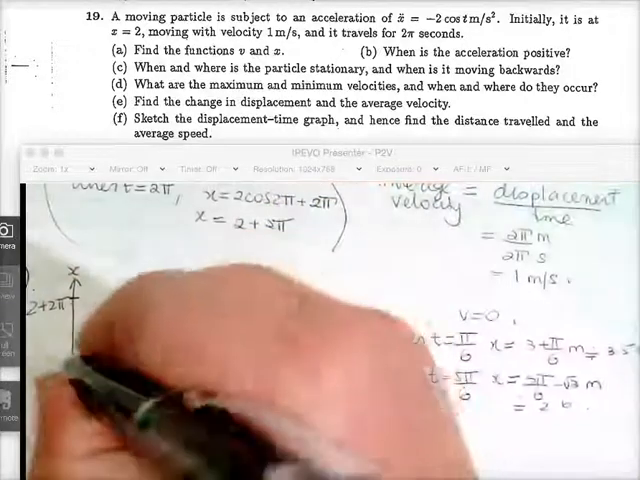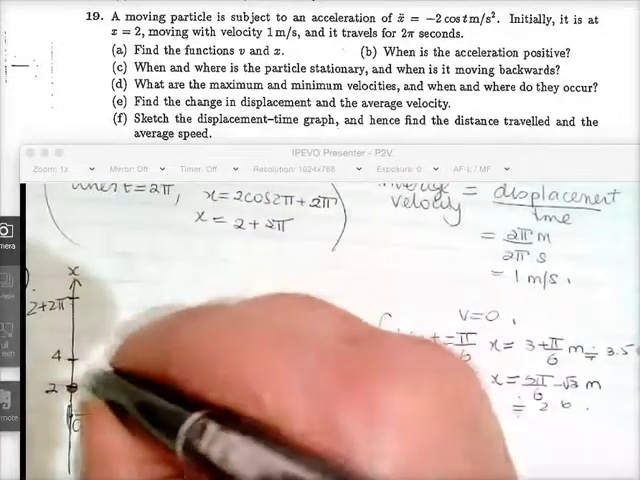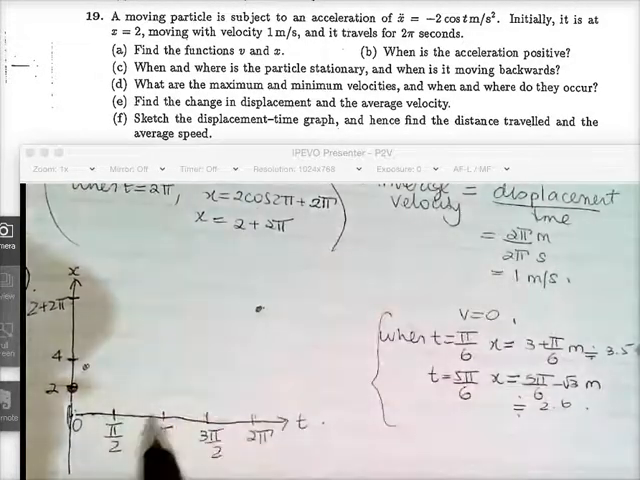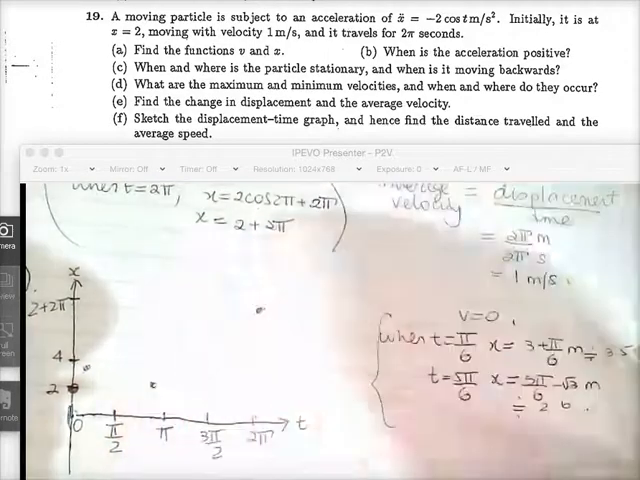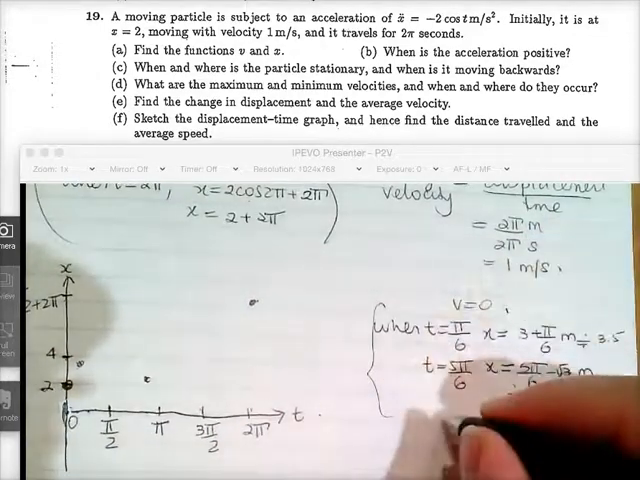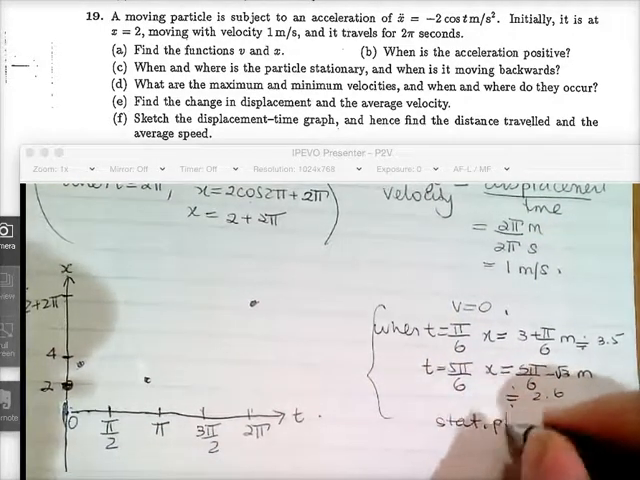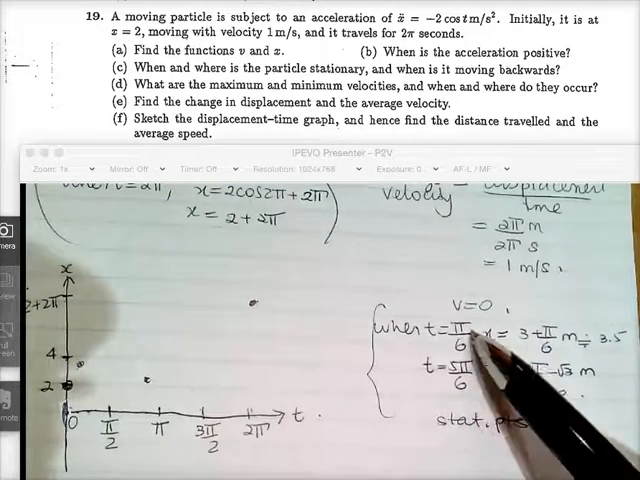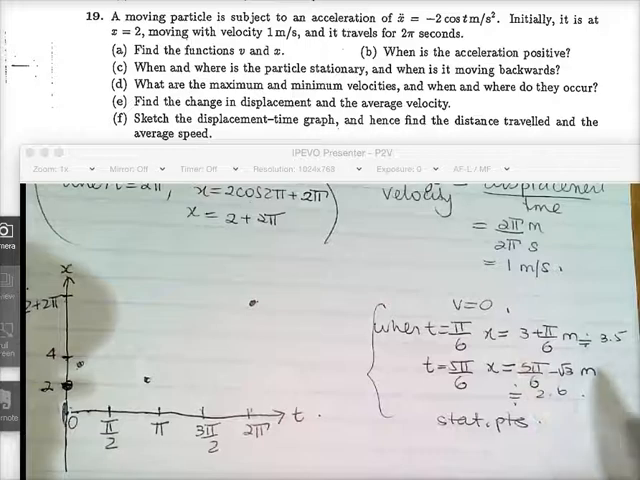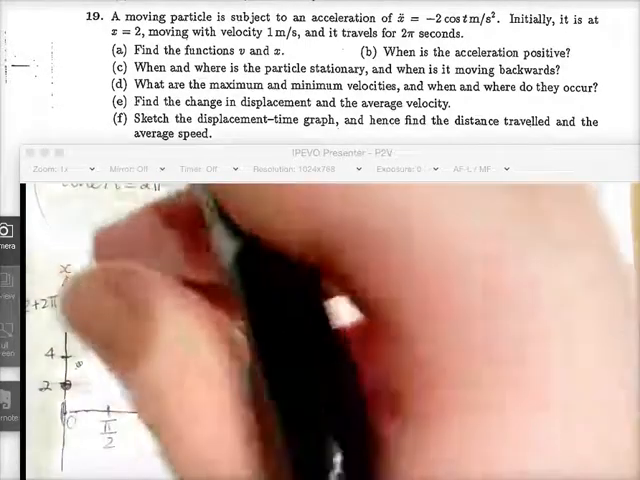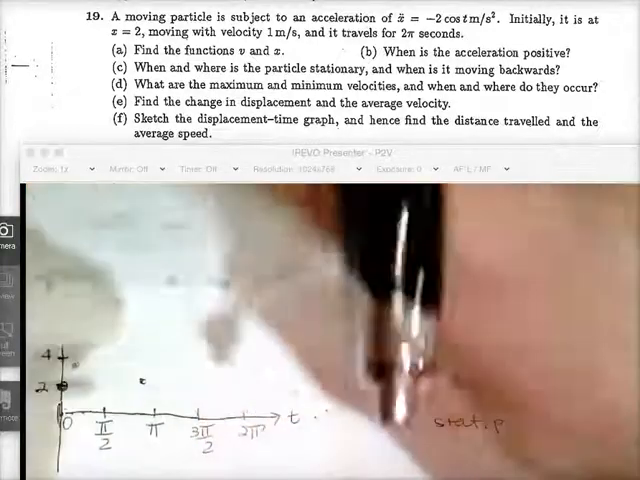Because if that's 2 and that's 4, 3.5 is about here. And at 5 pi on 6, we've got about 2.6, it's here. Now we know that we've got stationary points. So these are stationary points at pi on 6 and 5 pi on 6. We're just going to have to work out if they're maximum or minimum. We're going to be able to tell by the acceleration.